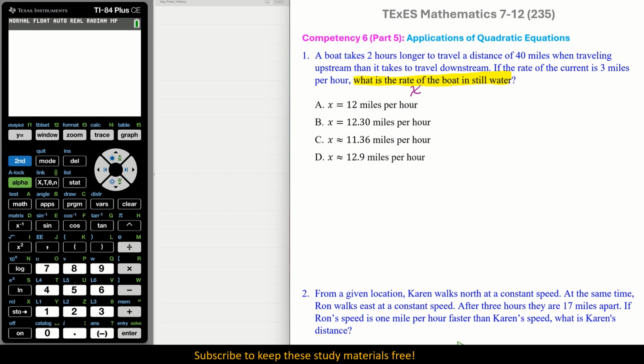Now, let's go back to the first sentence. A boat takes 2 hours longer. So we're going to say 2 plus, to travel a distance of 40 miles. Whatever the distance is, we're going to travel upstream, and that's going to take us some hours. So we are actually saying that it takes 2 plus the hours to go upstream, and that is equal to the hours it takes to go downstream.